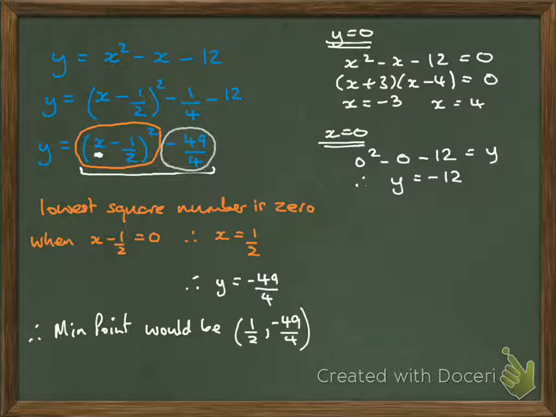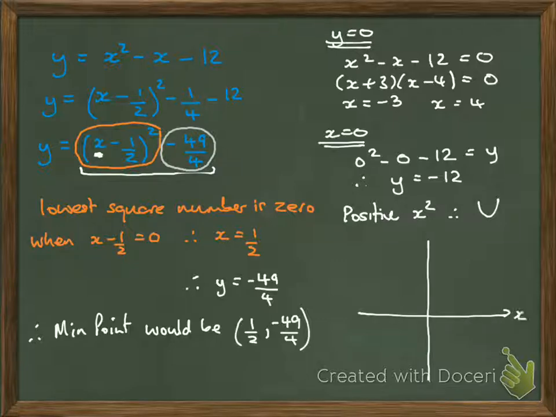We know it's positive x squared. So therefore, we know it's going to be that nice U shape. So if we sketch out axes really quickly, we know it's going to be crossing at minus 3 and 4. Nice U shape is going to cross here somewhere. It's going to cross here somewhere. And it's going to cross at y equals minus 12, so it's going to cross down there somewhere. So the minimum point is going to come just after the x-axis. So that would be at minus 3, that's going to be at 4, that point there would be at minus 12, and that minimum point down there we know would be a half, minus 49 over 4.